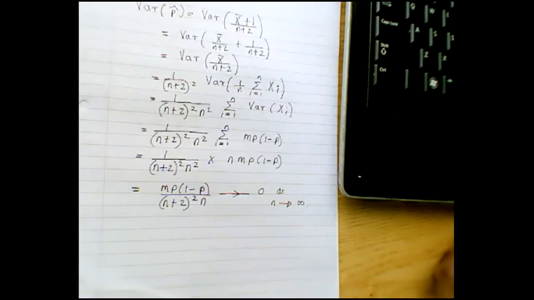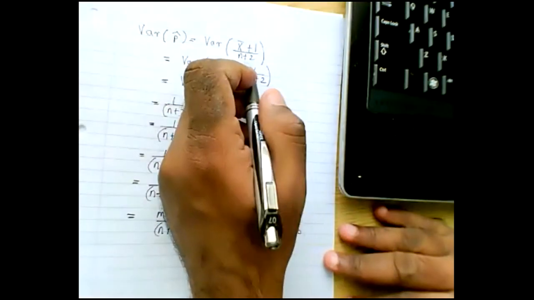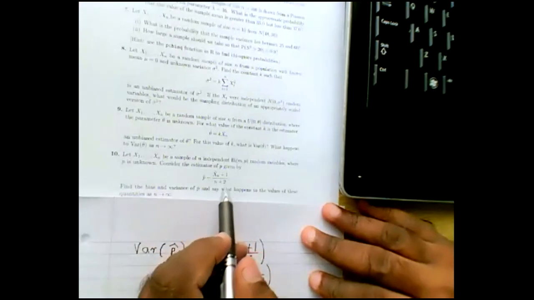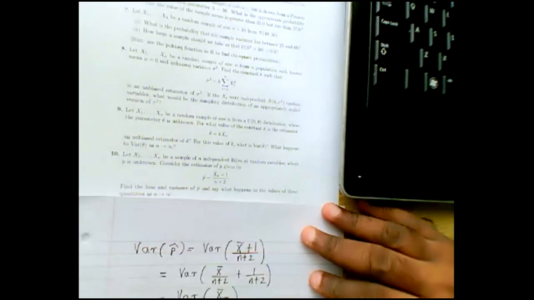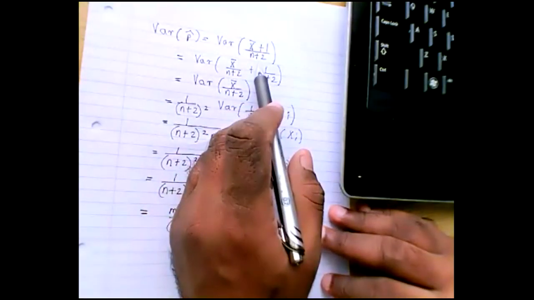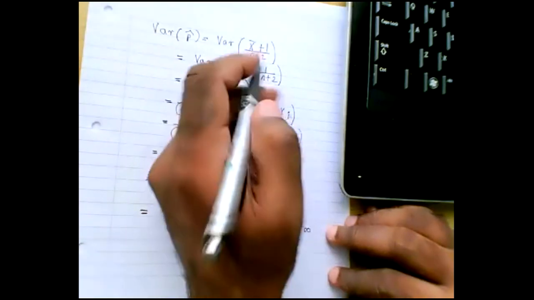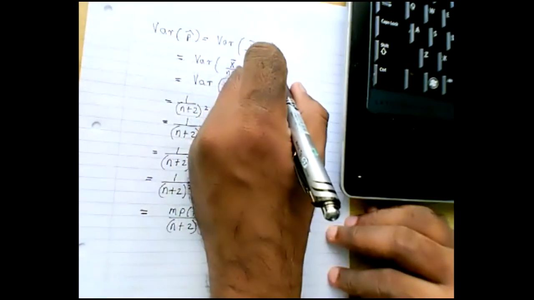Are you guys okay with this? N plus 2, sir, because the question says n plus 2, sir. If you read the question, sir, it says the p hat is x bar plus 1 divided by n plus 2. Yeah, that's why you have n plus 2 here. Is that the question, Christian? How did you get rid of n plus? All right, how did I get rid of this?